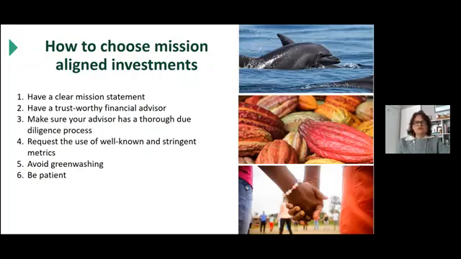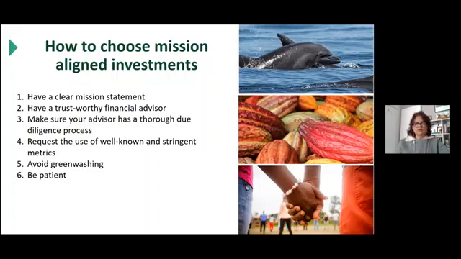Maybe you're thinking, how do you choose mission-aligned investments? Again, I'm going back to have a clear mission statement, and that's why I brought it up in my second slide. It's key that you have clearly identified your mission, because from there you can then orient the selection of the type of investments that you want. Of course, you have to have a trustworthy financial advisor like we do, and we have to make sure that your advisor has a thorough due diligence process, because as in many things, there's a lot of greenwashing going on. So you need to have a strong team that is able to identify true mission-aligned, ESG-oriented investments, and that has to be done through a thorough due diligence process.